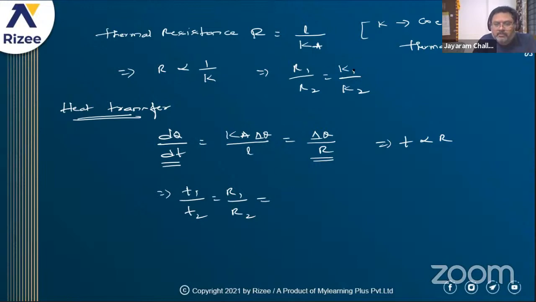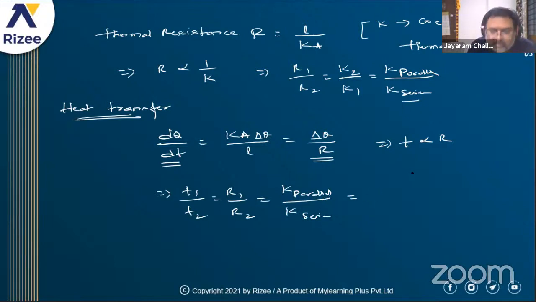Since it is an inverse relation, I have written it wrongly here. So it should be K2 by K1, or else I'll put it as K in the parallel by K in the series. It's the same thing I'll be writing here: K in the parallel by thermal conductivity in the series conditions.